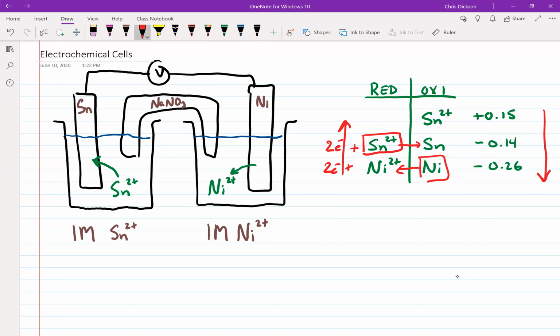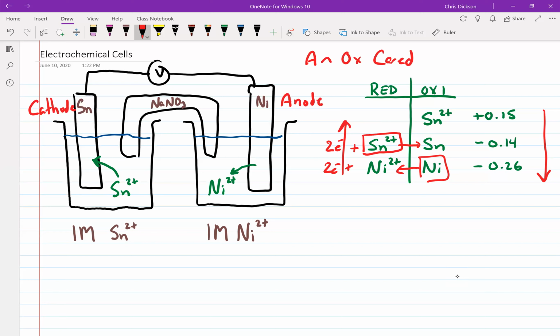So let's take a look here. So what's the anode? What's the cathode? Well, an ox, red cat. So the anode is oxidation, which is the nickel. So that must be the anode. And the cathode is reduction, so that must be the tin. So this is the cathode.